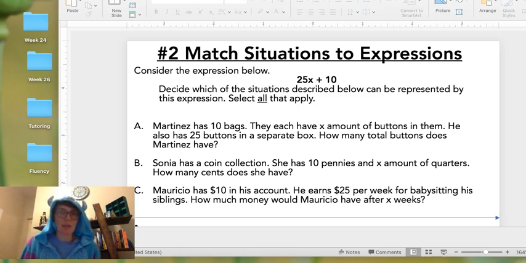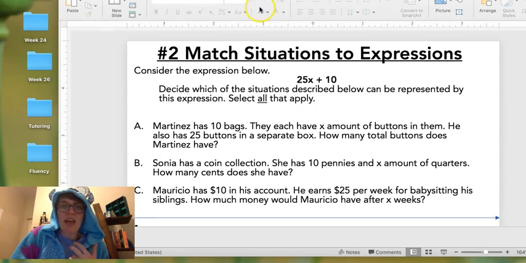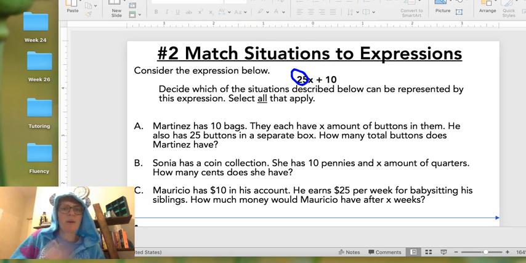The biggest thing we need to remember about matching situations to expressions is the difference between a coefficient and a constant. A coefficient is something that we're multiplying by. So in this expression, 25 plus x, the coefficient is 25. That means we're timesing by 25. So in all of our problems when we're trying to match, we need to make sure we're timesing by 25.